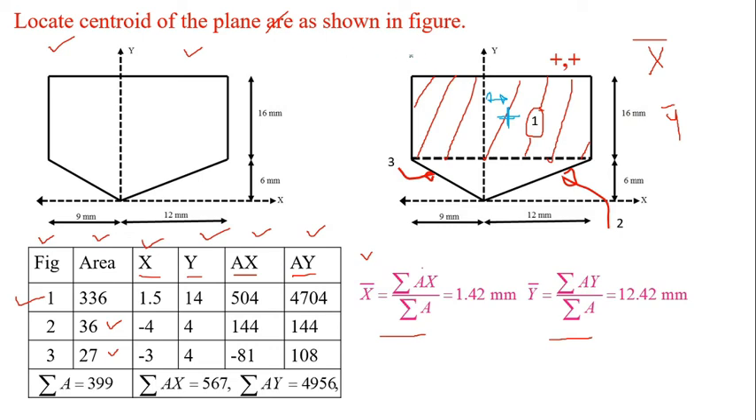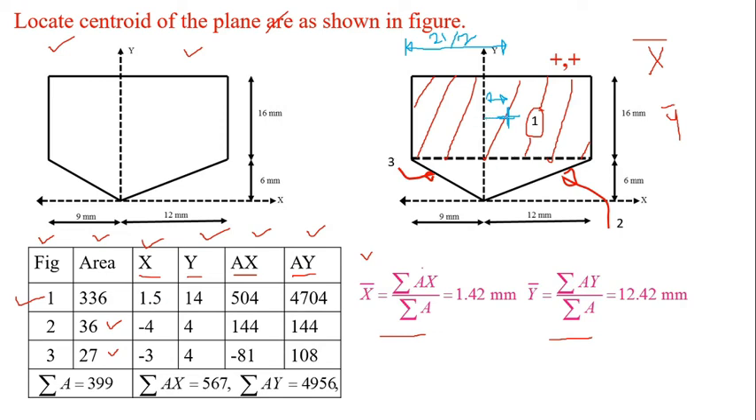While in the table x is measured from the left edge, and we are writing it as b by 2, means 21 divided by 2, means 10.5. But you should not write this distance in this table. Here we have to write x with respect to y axis.